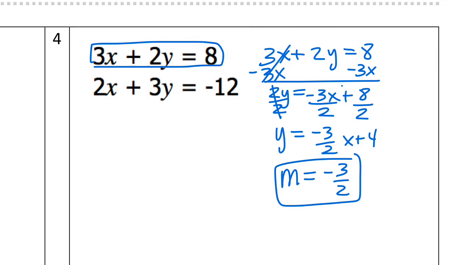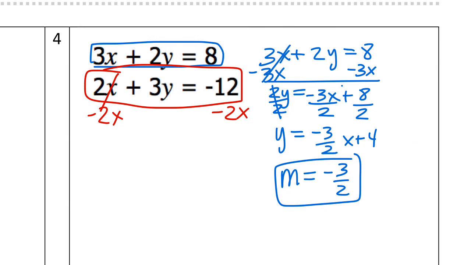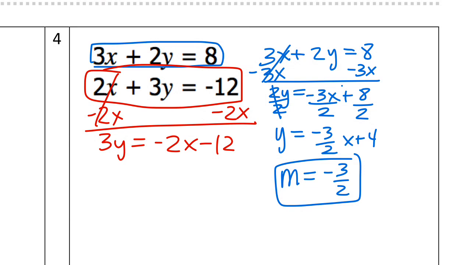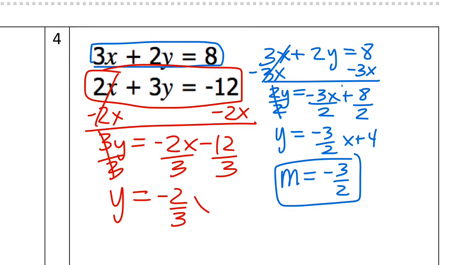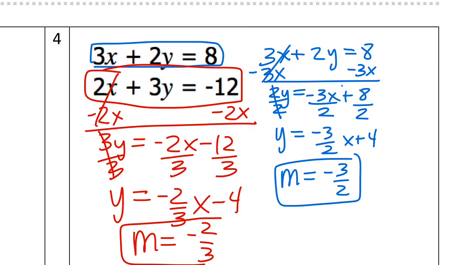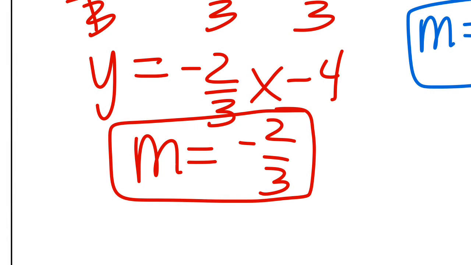So if we take a look at the second equation, I have 2x plus 3y equals negative 12. Again, if I'm solving this, I want to get rid of my x term on both sides. So I'm left with 3y equals negative 2x minus 12. And then I want to divide everything by 3. And I'm left with y equals negative 2/3 x minus 4. Now here I can also write down what my slope is. M equals negative 2/3. And here comes a point where I need to compare these two.